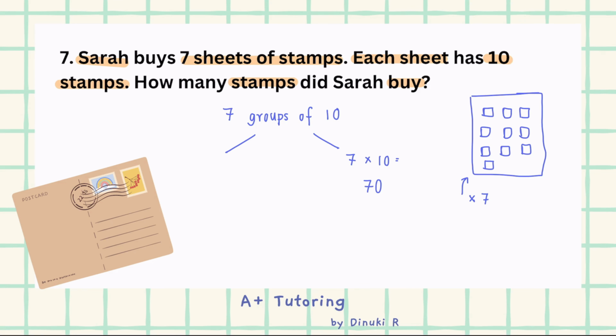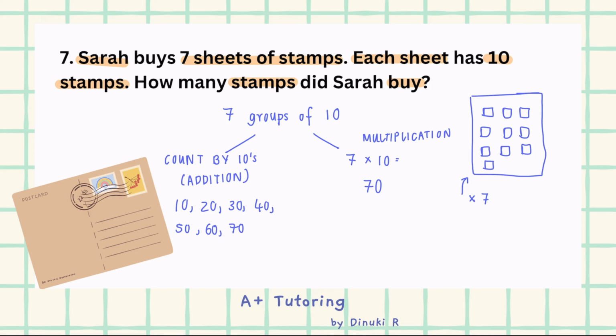Or you can do additions, right? So this is like your multiplication method, which is short and sweet. The other way to do it is count by tens, or addition. So in your head, you can just go 10, 20, 30, 40, 50, 60, 70. Either way, you should get the same answer, which equals 70 stamps. Cool. Next question.